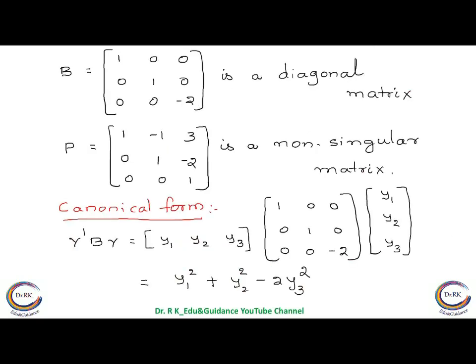Once we get this, then with the matrix P we can have the canonical form or sum of squares form in terms of some other variables. So let us take the Y matrix consisting of Y1, Y2, Y3, and the diagonal matrix that we got now, right? The congruent matrix 1 0 0, 0 1 0, 0 0 minus 2, and the transpose of Y. Simply it gives, because only diagonal elements are there, Y1 square plus Y2 square minus 2Y3 square, right? So this is called the canonical form or sum of squares form.